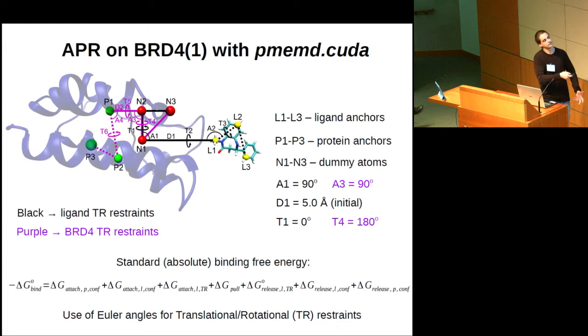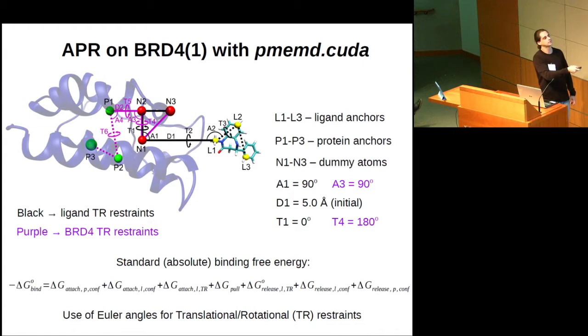Then the translation and rotational restraints to the ligand. Then you pull it out. Then you release the ligand translation and rotational restraints using analytical, solving an integral analytically because the bulk is isotropic. And then you release the ligand conformation, and then you finally release the protein conformation. So the order that it goes in is the reverse order when it leaves.